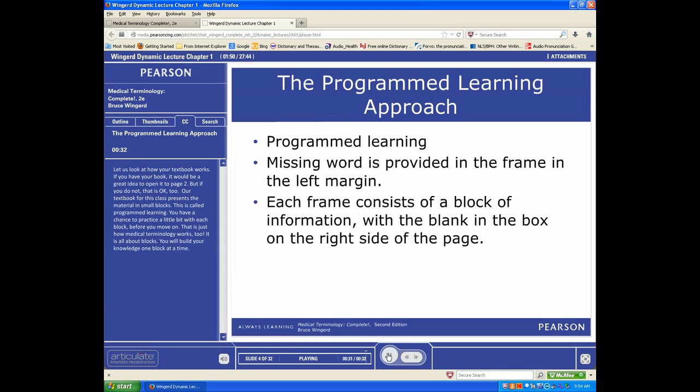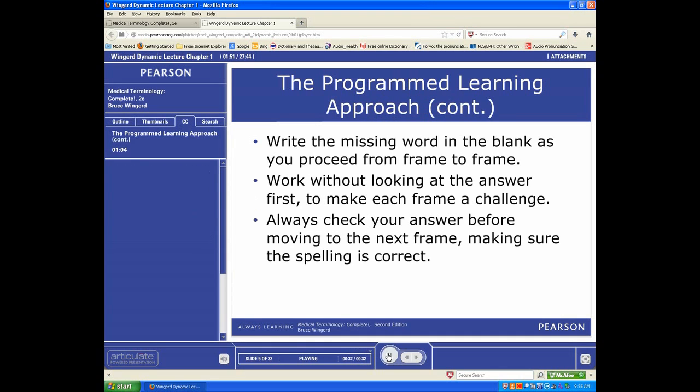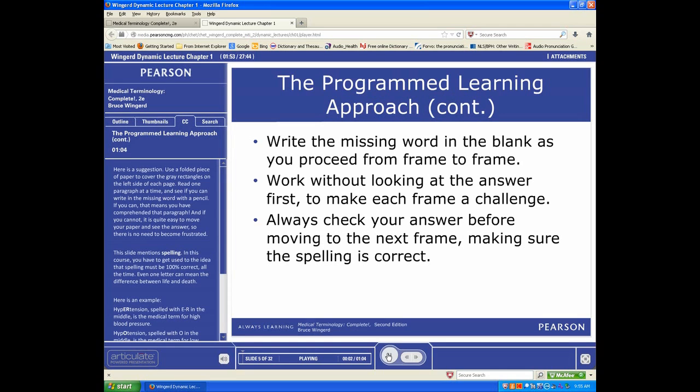Here is a suggestion. Use a folded piece of paper to cover the gray rectangles on the left side of each page. Read one paragraph at a time and see if you can write in the missing word with a pencil. If you can, that means you have comprehended that paragraph. And if you cannot, it's quite easy to move your paper and see the answer. So there's no need to become frustrated.